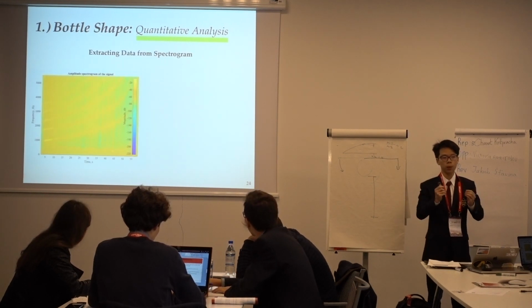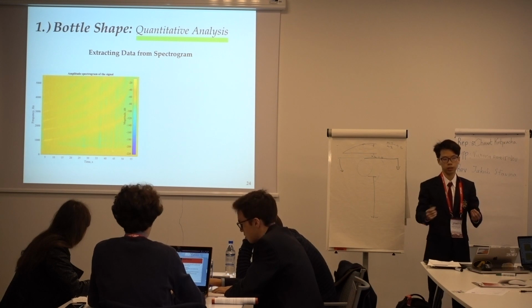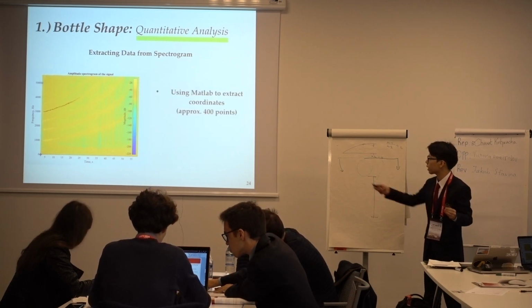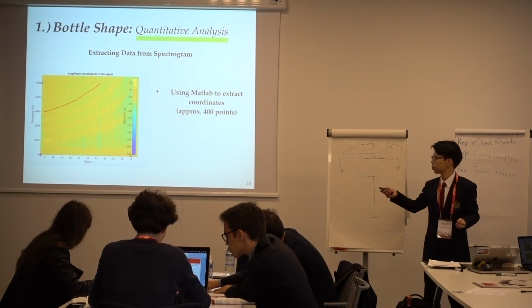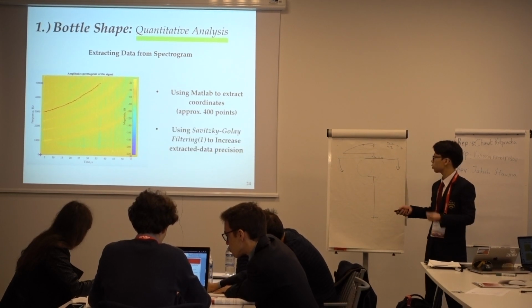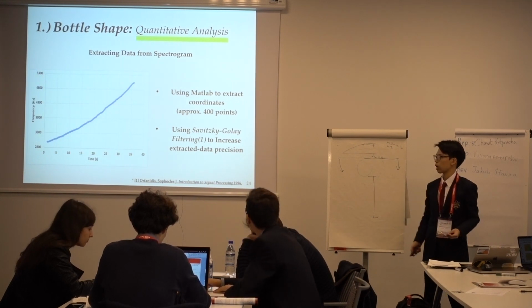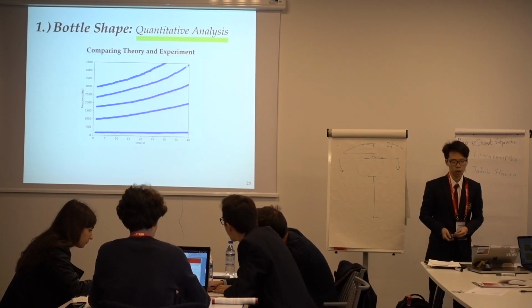And to compare the theoretical and experimental, we need to extract the data from the spectrogram. To do that, we're going to use MATLAB to manually extract the coordinates as such. And because this data is going to be noisy due to human error, we're going to use Savitzky-Golay filtering to increase the extracted data precision. And this is an example of the extracted data.